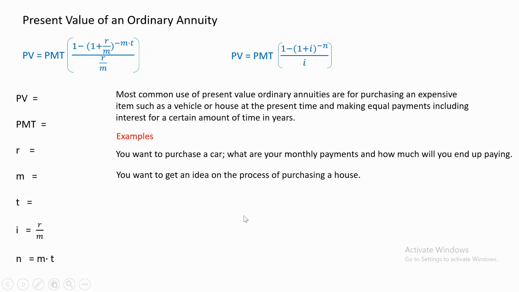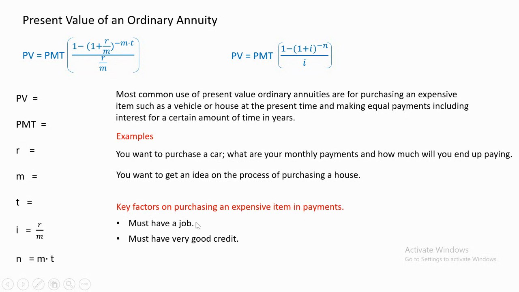The most important thing, guys, they're going to ask you, here are the key factors. You must have a job. No job, nobody's going to lend you anything. So you must have a job, and depending on your income depends on how much you qualify for. You must also have very good credit, or at least decent credit. The better the credit, the lower the interest rate.